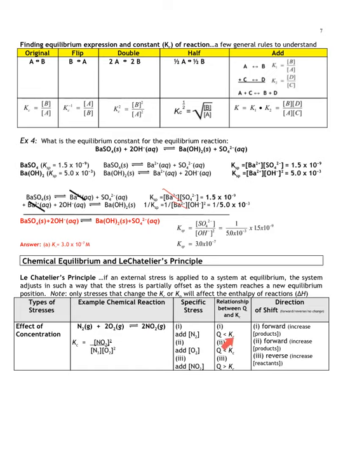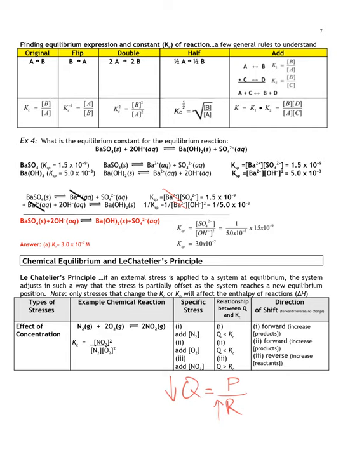Now, what is happening when this stress is occurring? Well, my Q is less than my Kc. How do I know that? Well, that's because my Q, I'm going to write that down. Q is products over reactants. So if I'm adding more N2, I'm adding more reactants. If I'm adding more reactants, that's going to cause my Q to go down.